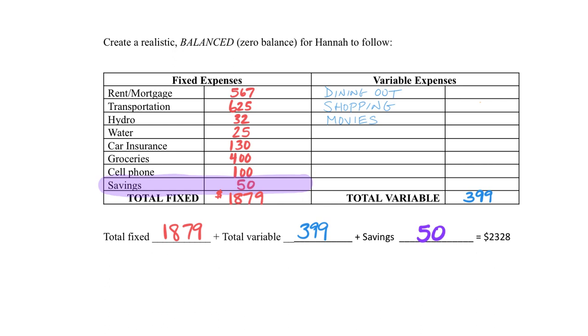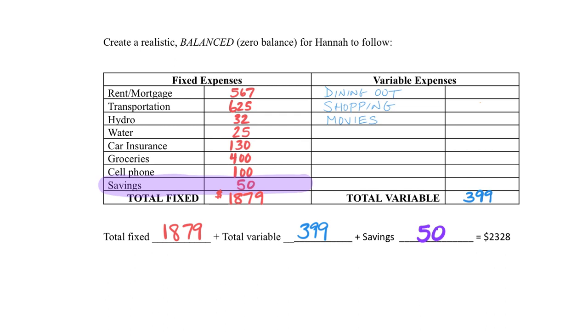Okay, so as I said, come up with reasonable amounts to spend on dining out, doing a little shopping, and movies. We know that in order to have a balanced budget, we have up to $399 to spend. Okay, pause it now, and we'll see if we can come up with some amounts.